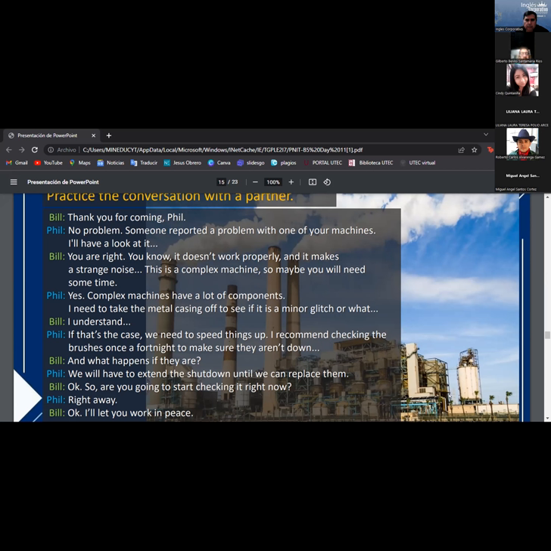I understand. If that's the case, we need to speed things up. I recommend checking the brushes once a fortnight to make sure they aren't down. And what happens if they are? We will have to extend the shutdown until we can replace them. Okay, so are you going to start checking it right now? Right away. Okay, I let you work in peace.